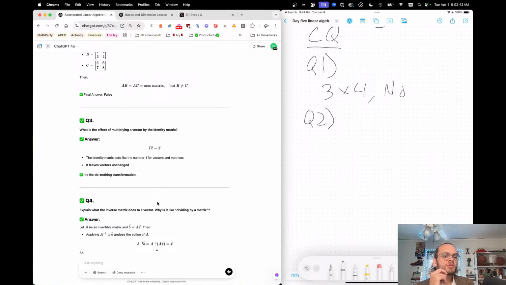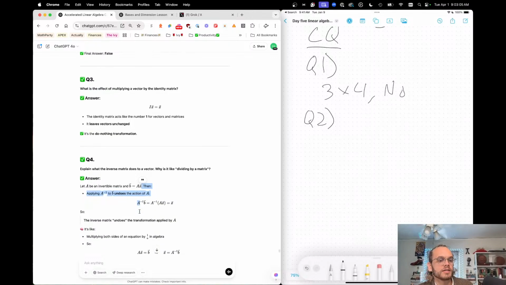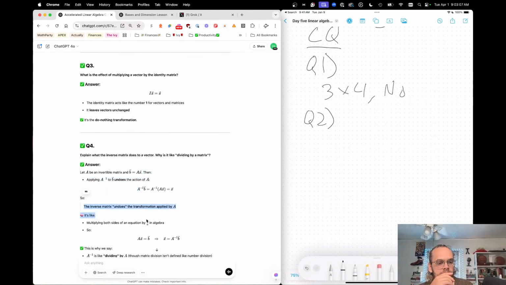What is the effect of multiplying a vector by the identity matrix? It leaves vectors unchanged. It's the do nothing. So yeah, it's like the number 1. This is what I thought. So if A is an invertible matrix and B is the vector x times A, then applying the inverse of A undoes the action of A. Okay. It undoes the transformation applied by A.